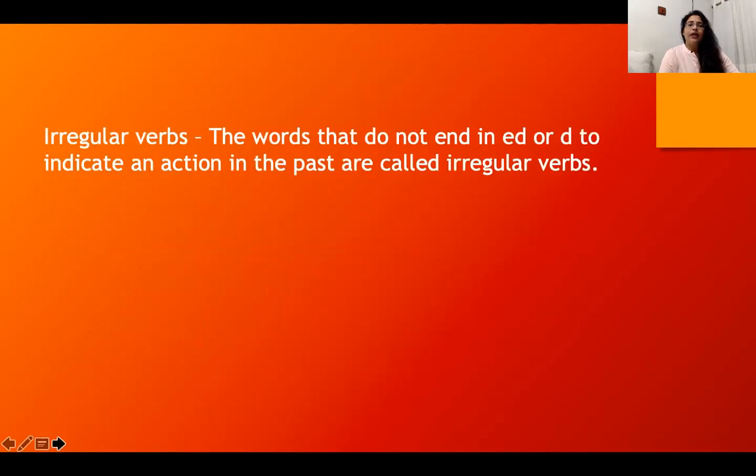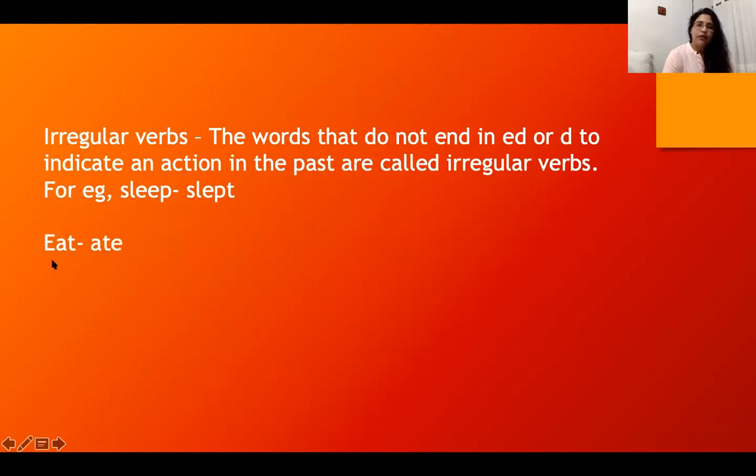Now irregular verbs. The verbs that do not end in ed or d to indicate an action in the past are called irregular verbs. This also indicates an action which took place in the past, but the verb does not have a suffix d or ed. After the verb, d or ed is not being added. So they come under the category of irregular. For example, suppose I say the verb sleep. So slept. It is an irregular verb.